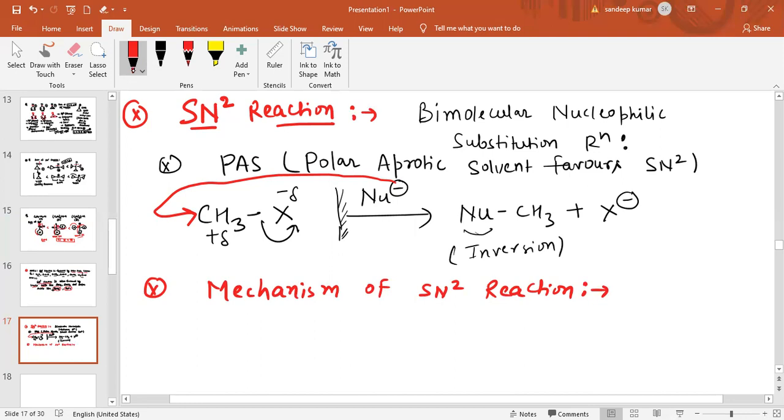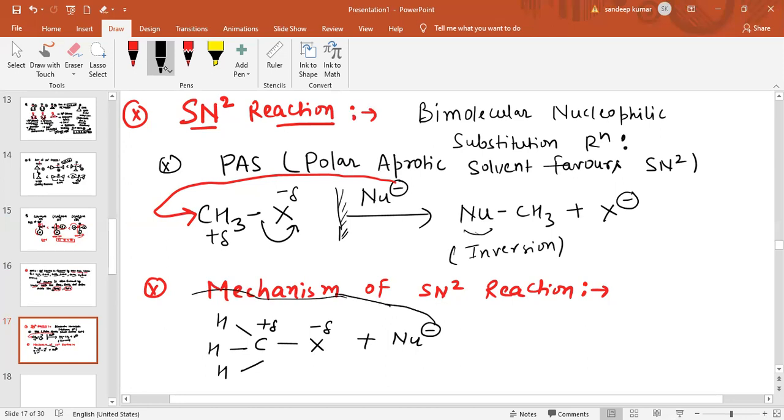In the first step, like CH3X, on carbon there is hydrogen, and also there is halogen. Now when the nucleophile comes, as this bond is polar, this is partial negative and this is partial positive. Now this nucleophile will attack from the back side.